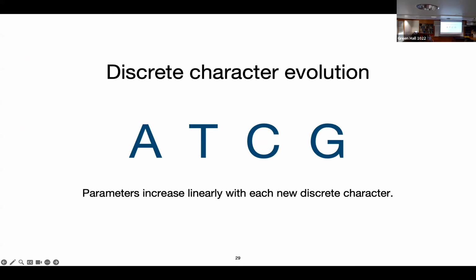So most phylogenies are built using discrete data, especially DNA sequence data. But DNA sequence data really only varies in 4 ways: A, T, C's, and G's. So the number of parameters you need to calculate increases linearly with each discrete character. But again, within any single organism, cells don't differ by the genes they possess, but by the genes they express. And gene expression is a continuous character.